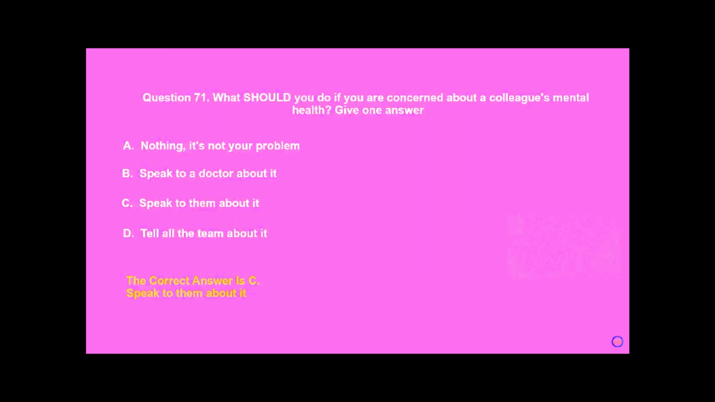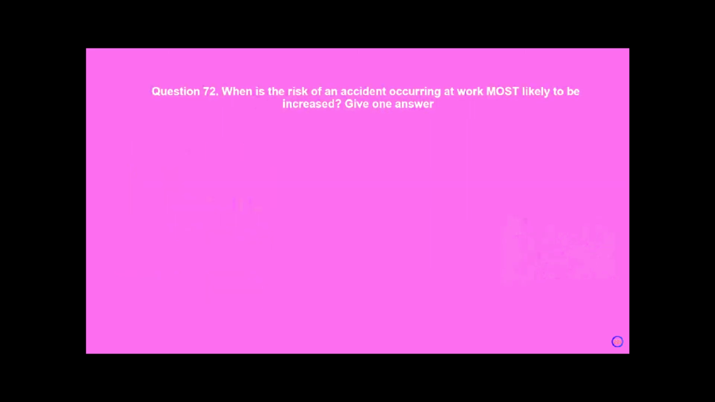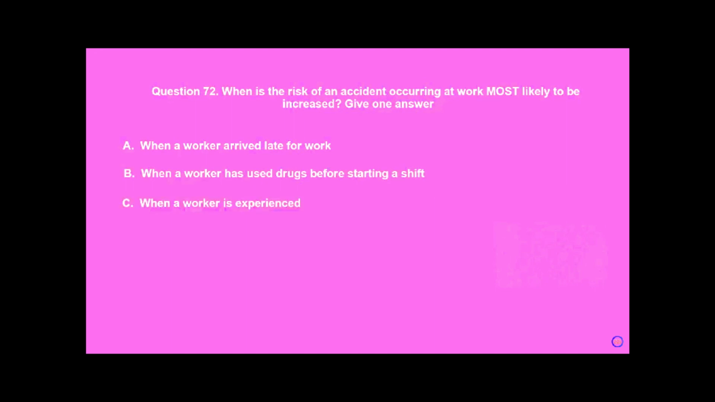Question 72. When is the risk of an accident occurring at work most likely to be increased? Give one answer. A. When a worker arrived late for work. B. When a worker has used drugs before starting a shift. C. When a worker is experienced. D. When a worker likes the music on the radio. The correct answer is B. When a worker has used drugs before starting a shift.